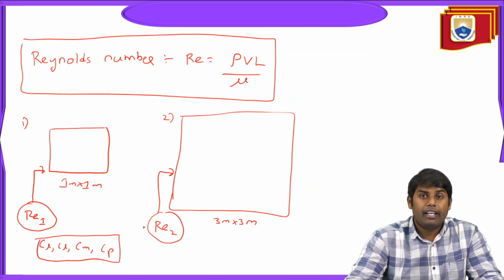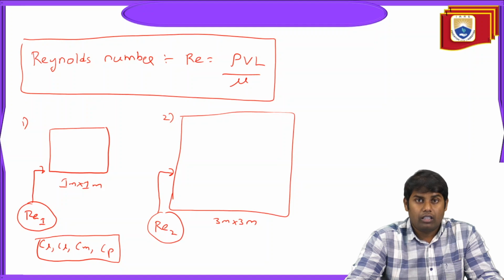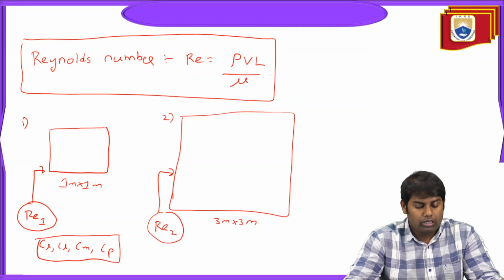So irrespective of size, we can compare the results when we have the same Reynolds number. That is the key factor which scientists have found. With these factors, people have compared the numerical results with the experimental data.